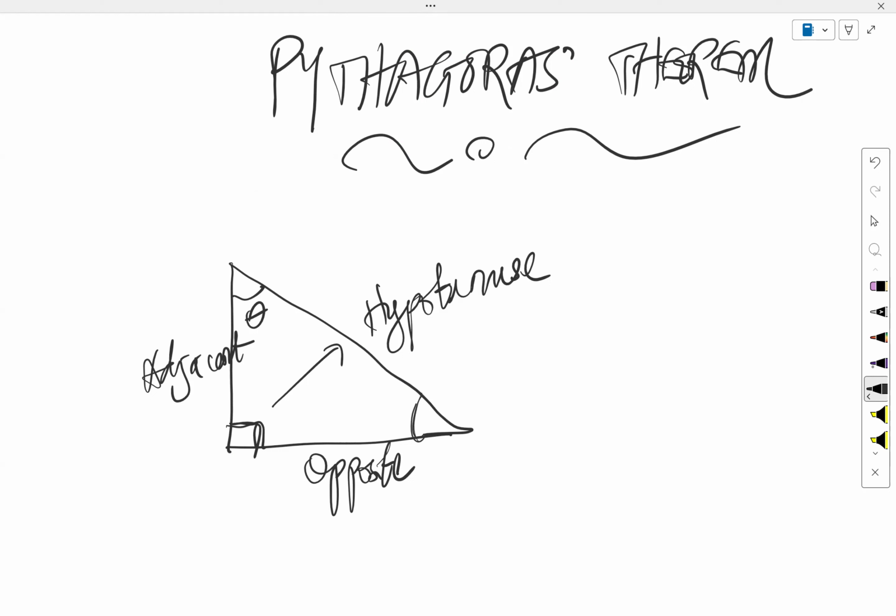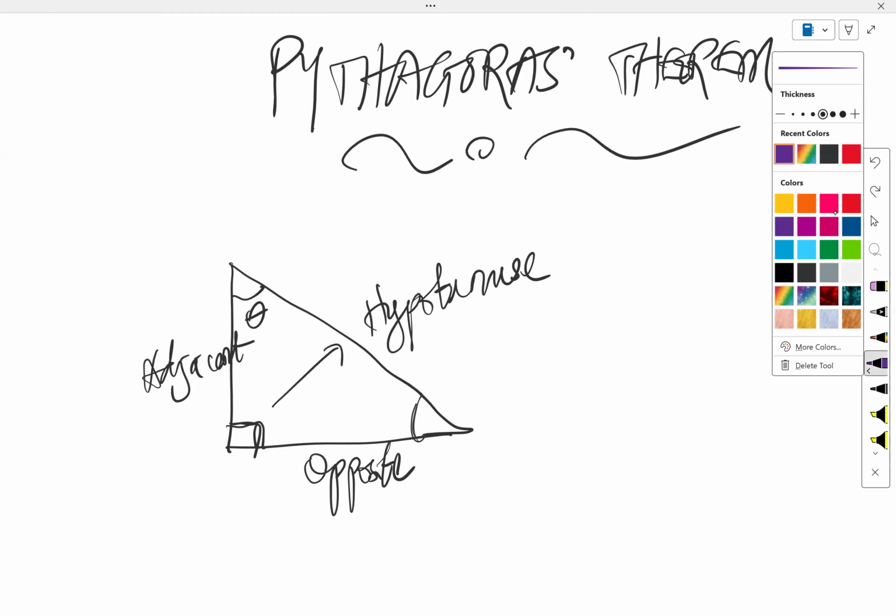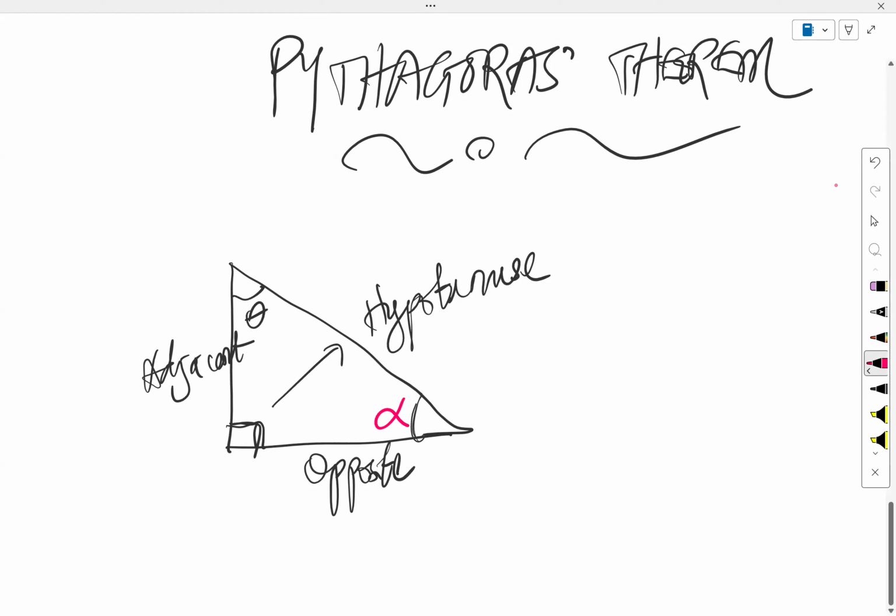Let me do this for the sake of clarity. If the angle you have is alpha, the opposite of alpha is going to be this one. This is the side facing alpha. And for alpha now, this will be the adjacent. So the adjacent and opposite are not fixed. It depends on the angle you're looking at. But the hypotenuse is always fixed because it is always facing the longest side, which is the right angle.